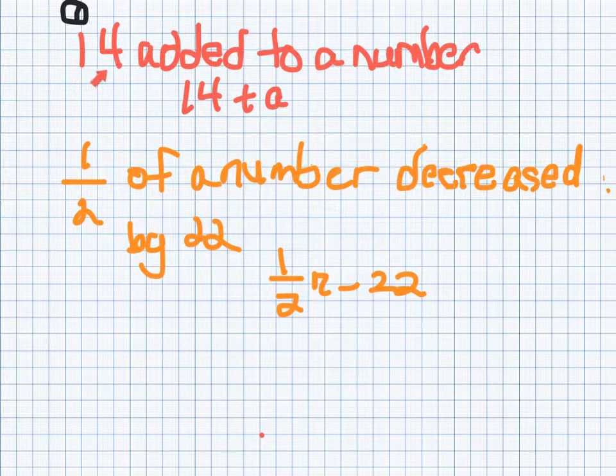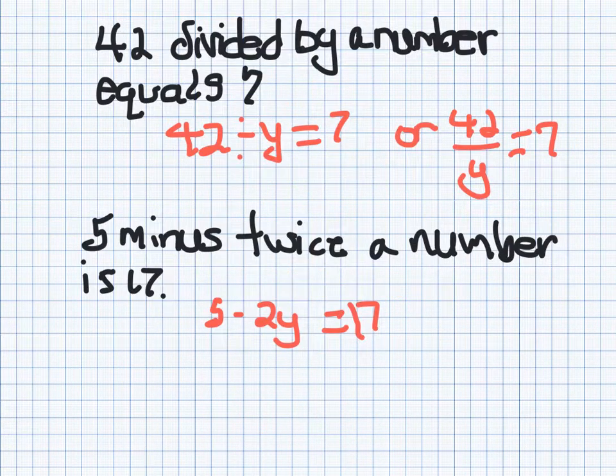On this one, 14 added to a number will equal 14 plus a. I'm using a as the number. Here, 1/2 of a number decreased by 2 would be 1/2 n. I used n for my number. Decreased is negative, and by 2, it's decreased by 2. That's a minus.